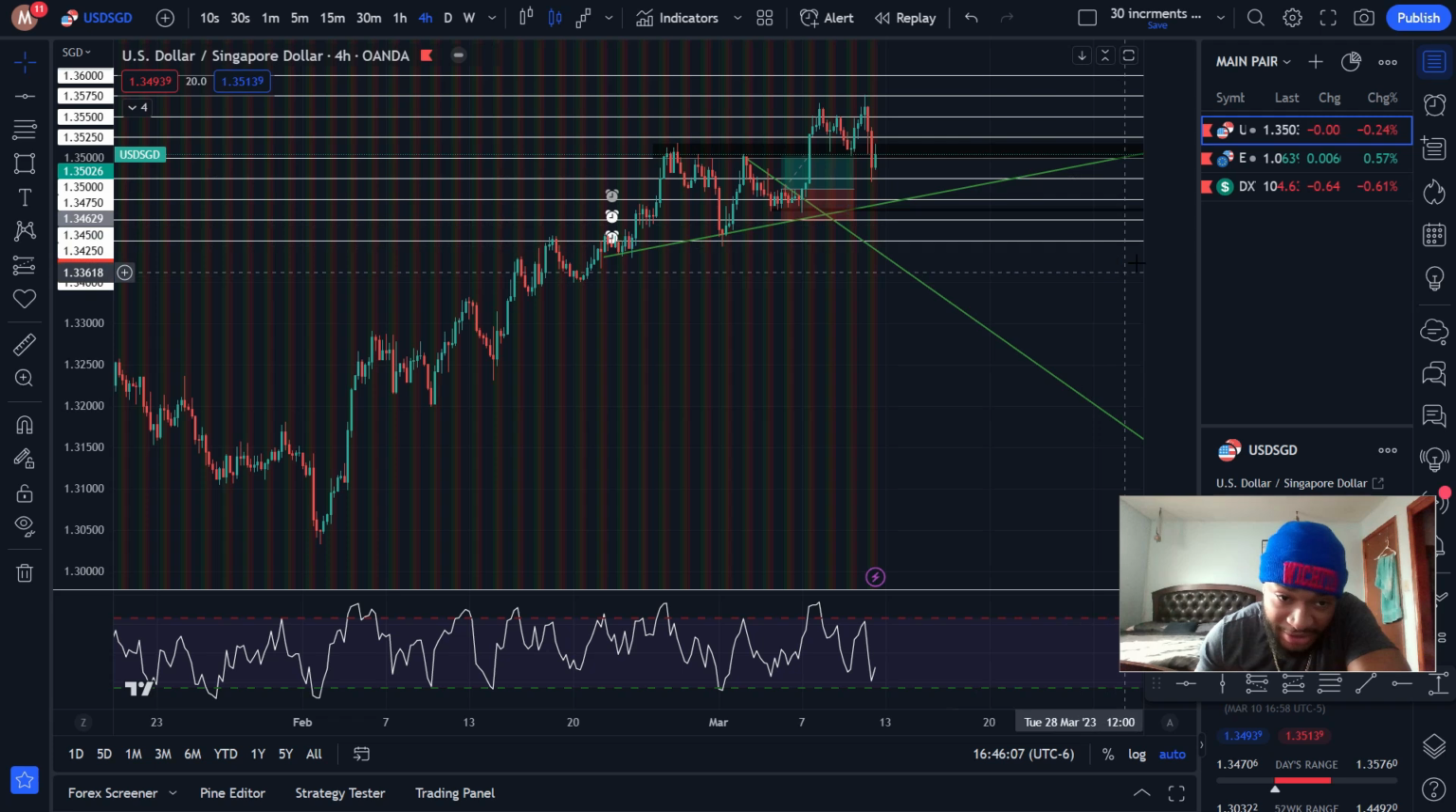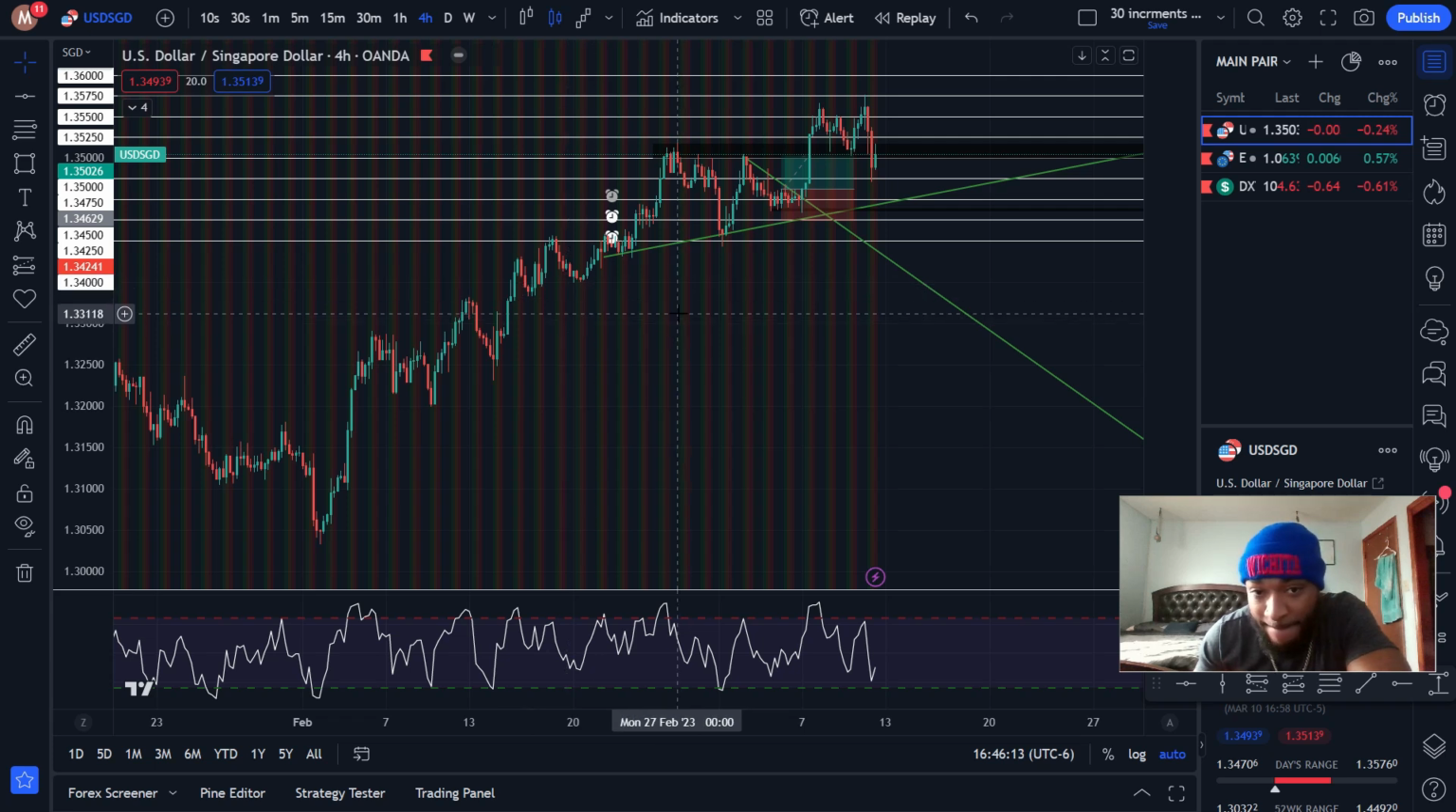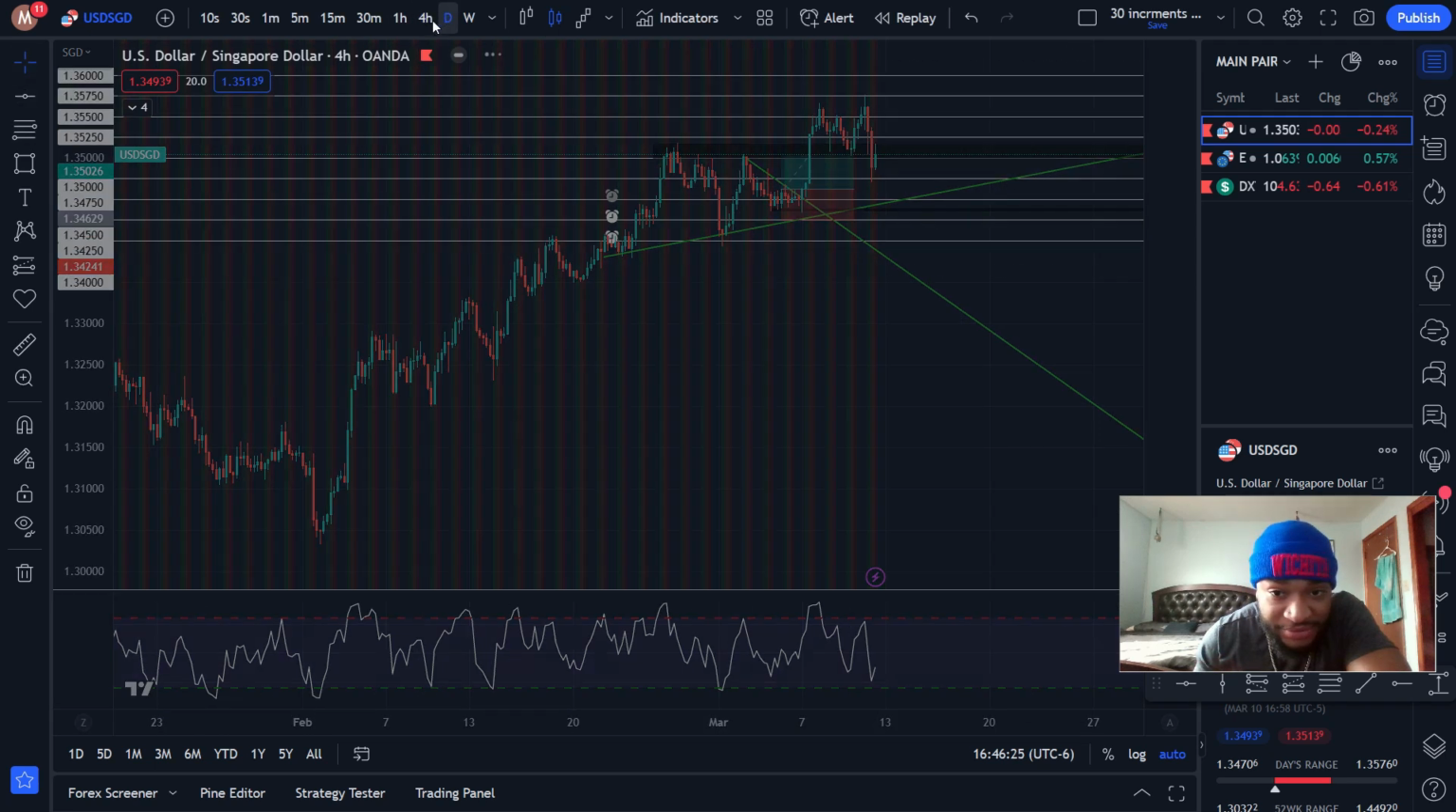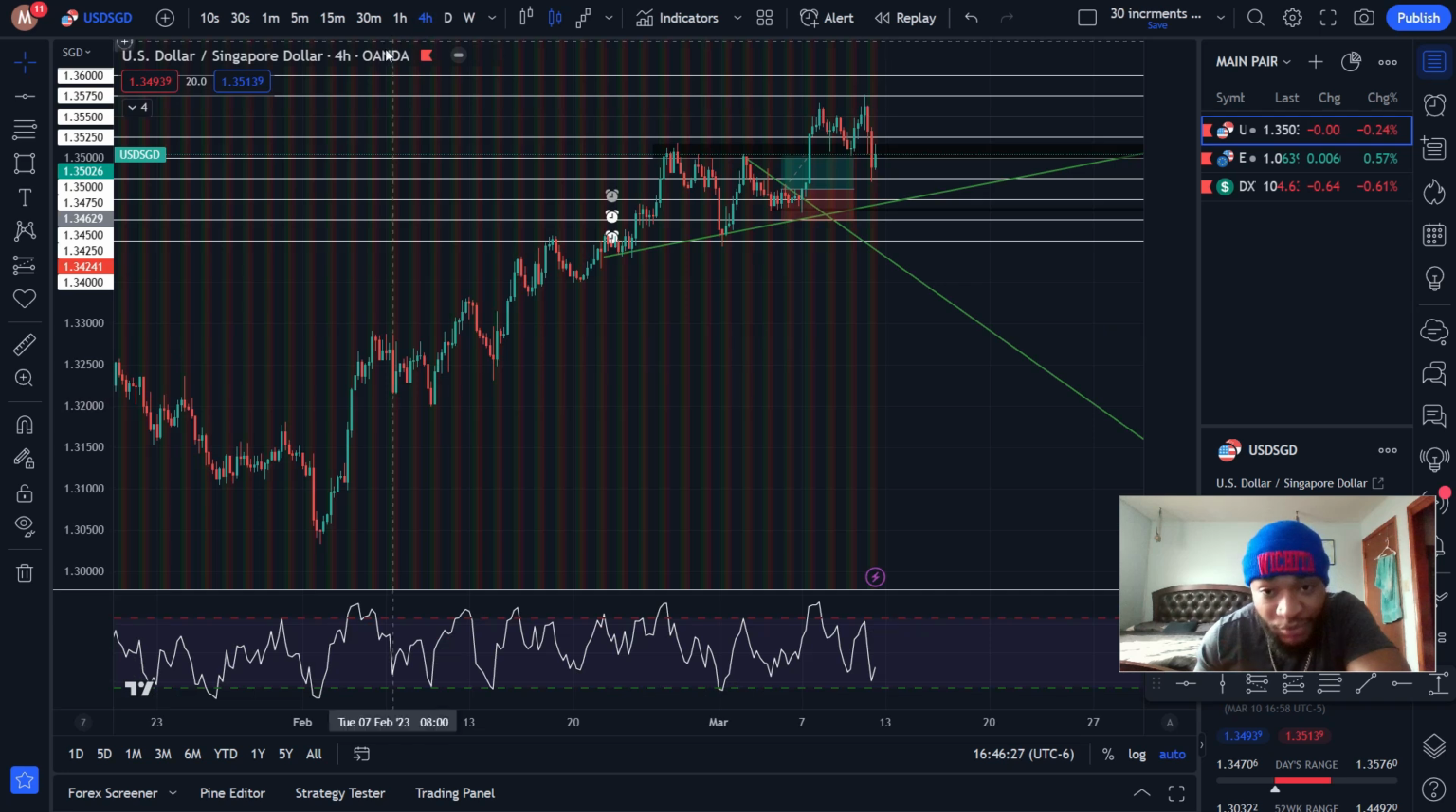And if we break and continue to break, then we'll look for some downward sells, some bearish movement, if we do decide to break this little trend line and break structure to the downside. But for now, it's been an upward movement, so I'm only looking for buys at the moment unless otherwise.